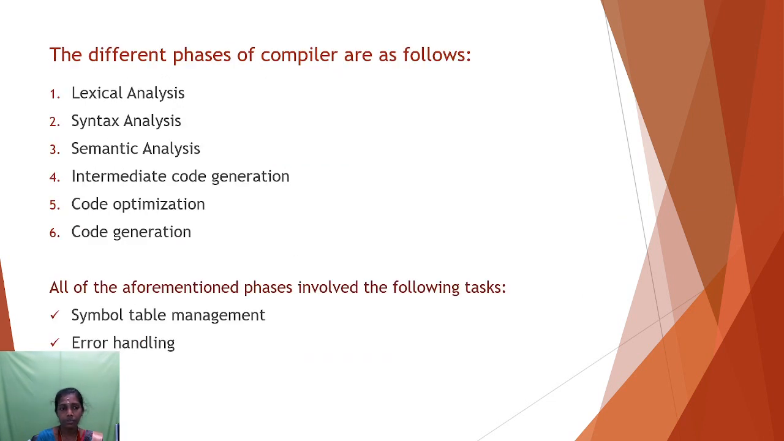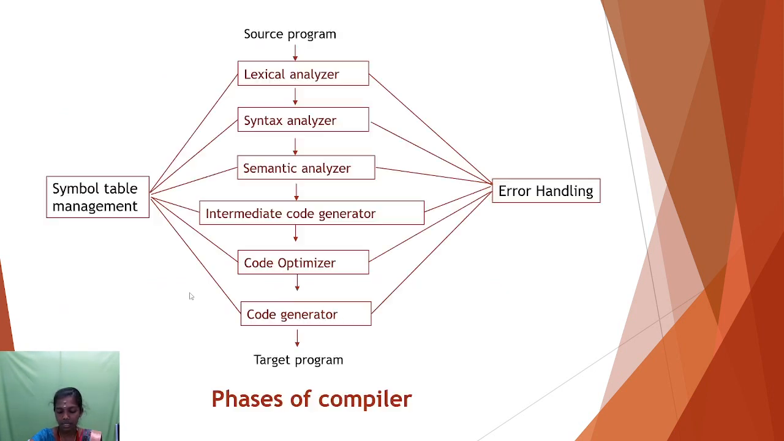Here we have 6 phases of a compiler: lexical analysis, syntax analysis, semantic analysis, intermediate code generator, code optimization, and code generation. These 6 are the phases of a compiler. The first 4 phases come under the front end of the compiler, and the next 2, code optimization and code generation, come under the back end of the compiler. And these 2 tasks, symbol table management and error handling, are common for all 6 phases.